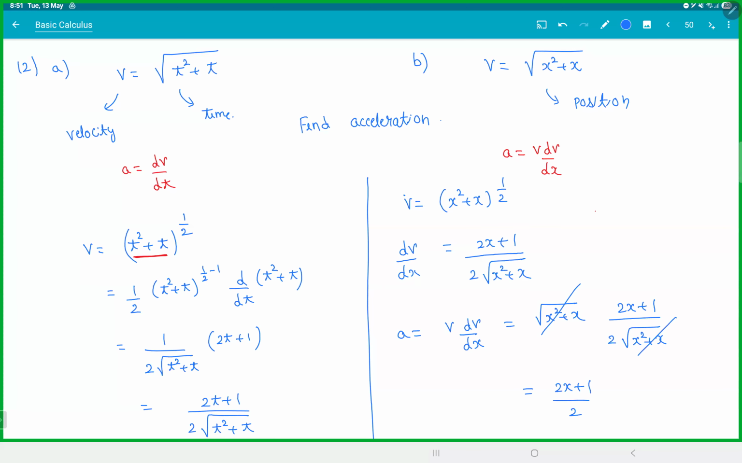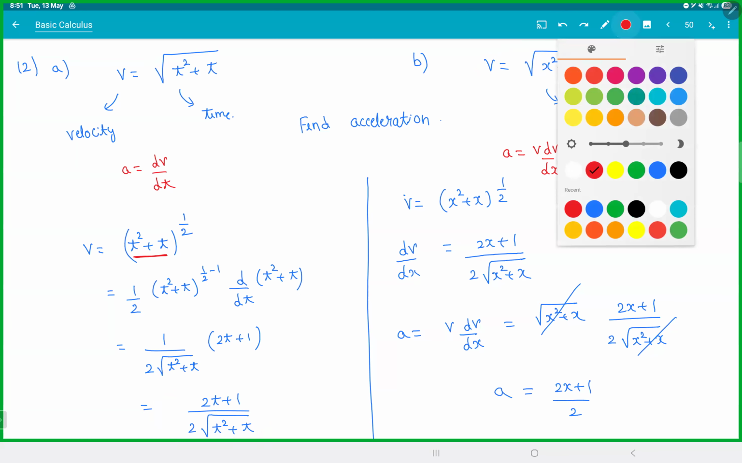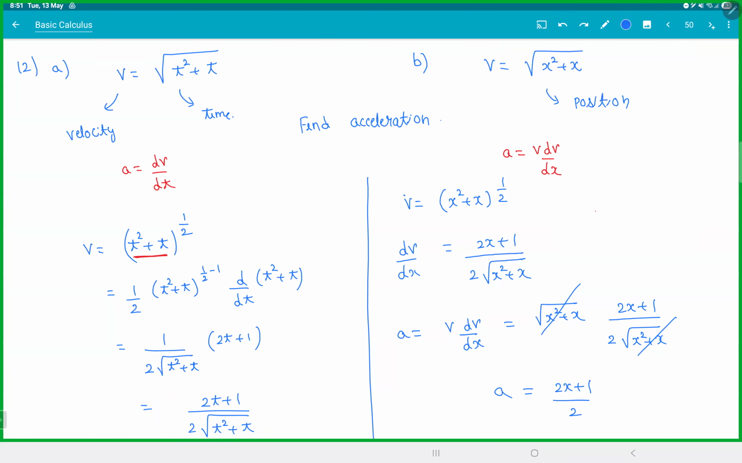Is that clear, everyone? What I have seen in the exam is they'll ask this and keep this option there, and most people will mark this incorrect. People do silly mistakes, it happens. Any doubt on this?